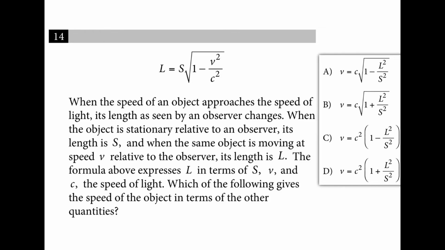They asked for the speed of the object in terms of the other quantities, and the speed of the object, is that c or c squared? Oh, it's speed v, and here we go, v.